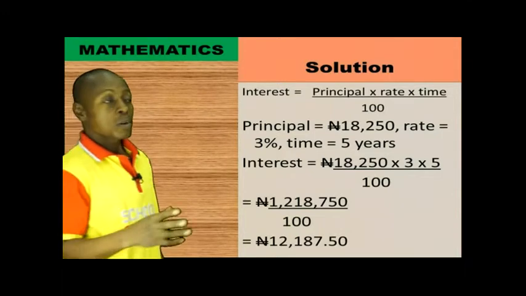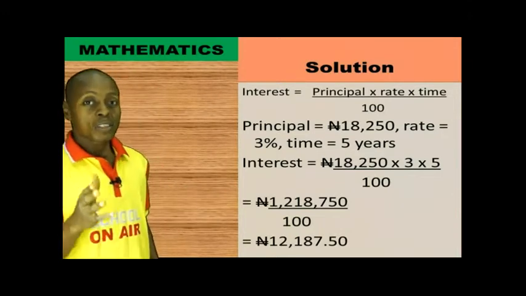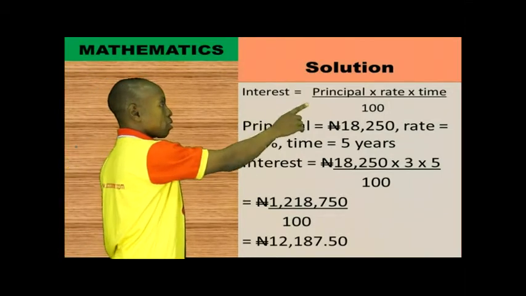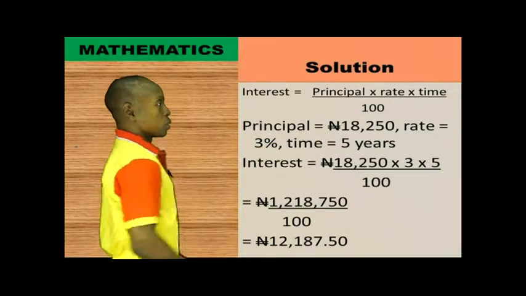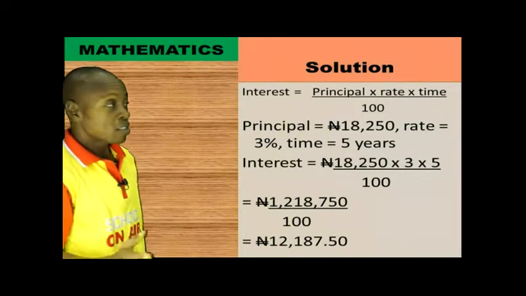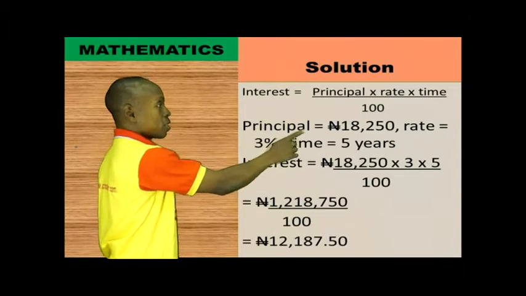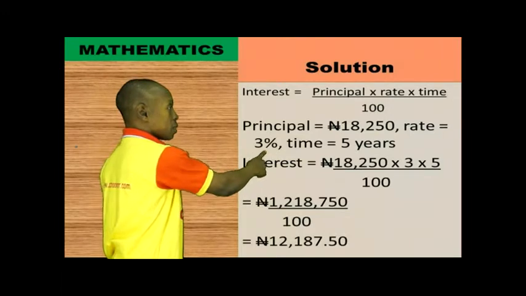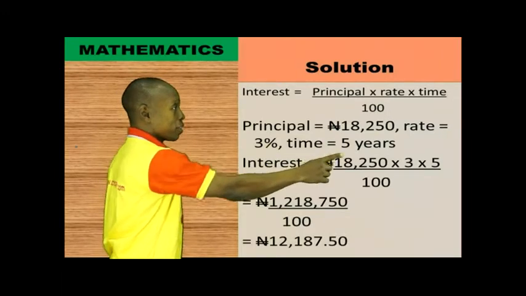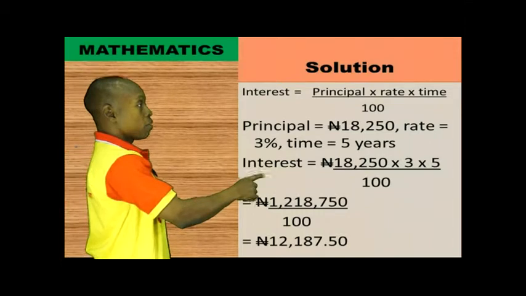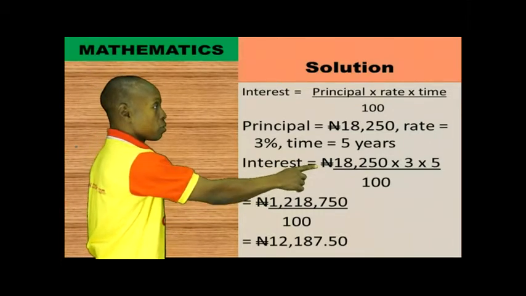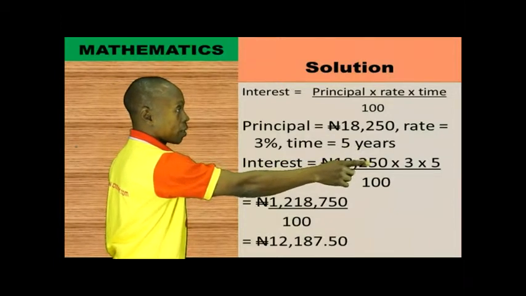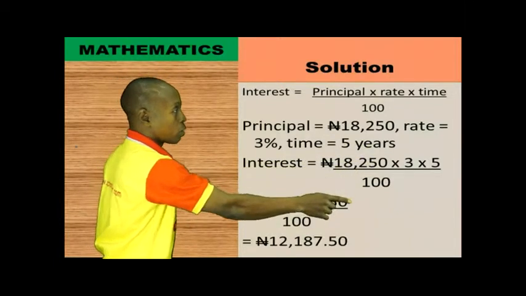The first thing when you're dealing with this type of problem is to first write out the formula. It's very important. So you write interest is equal to principal times rate times time over 100. And in the question, you realize you have been given the principal. Principal is equal to 18,250, and the rate given in the question is 3%. The time is 5 years. So you write out the formula. The interest equals the principal 18,250 multiplied by 3, which is the rate, and multiplied by 5, which is the time, all over 100.